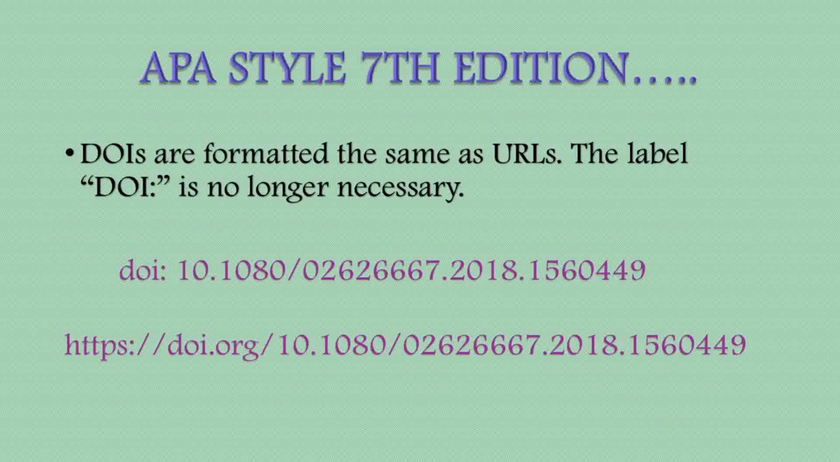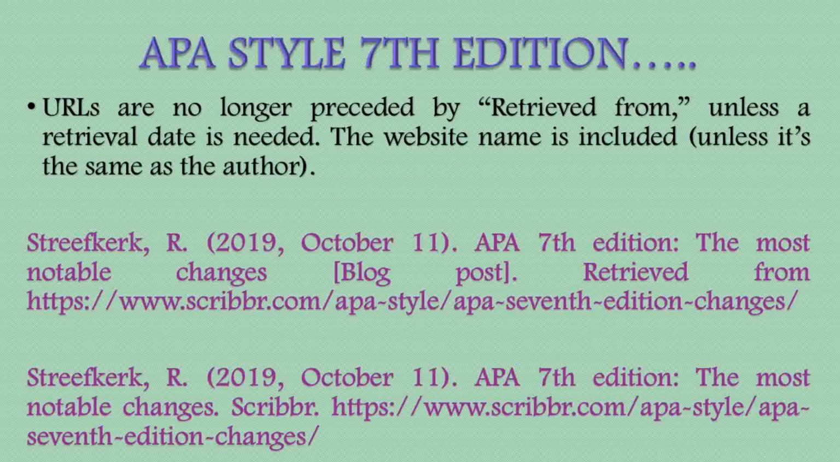DOIs, that is Digital Object Identifiers, are formatted the same as URLs. The label DOI is no longer necessary. URLs are no longer preceded by "Retrieved from" unless a retrieval date is needed. The website name is included unless it is the same as the author.